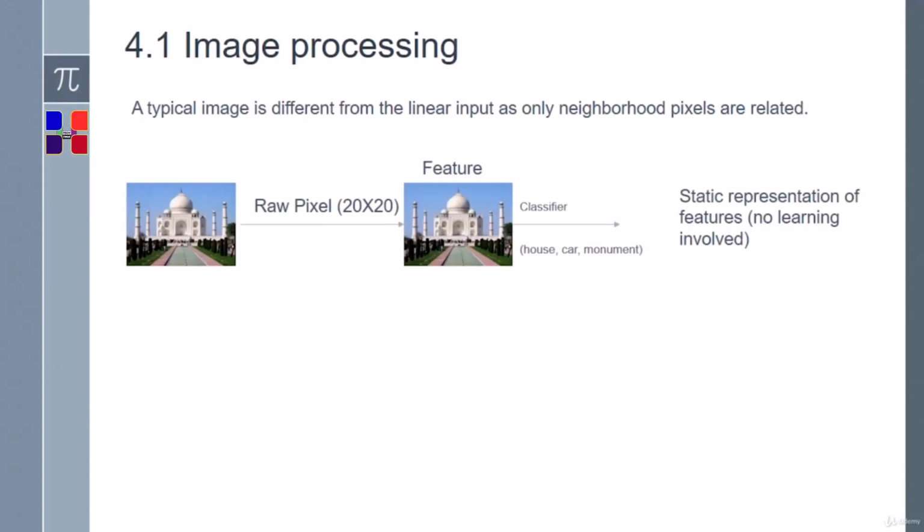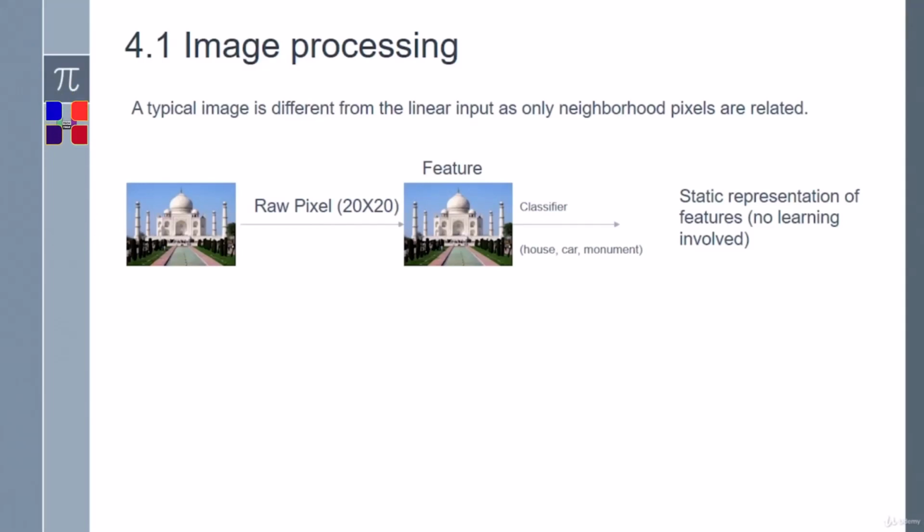I have just picked up the example of the Taj Mahal. You can look at this picture as a raw pixel grid of 20 cross 20, where each cell has some combination of colors, red, blue, green in different combinations. If you break the picture into the smallest component, you will have raw pixels. One way to solve this problem is to create a feature map, which would be a replica of the Taj Mahal, and then you can compare pixel by pixel and say that this image is of the Taj Mahal. Similarly, you can do it for other images also, like a house, car, monument, whatever it is.